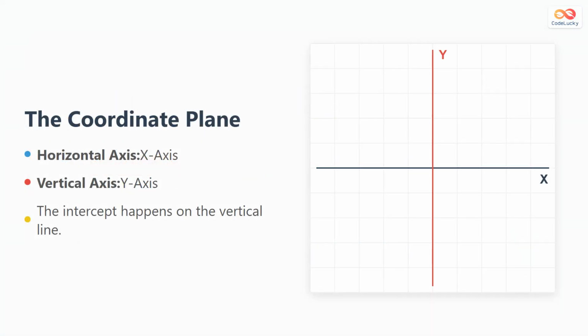Let's look at the coordinate plane. We have a horizontal line called the x-axis and a vertical line called the y-axis. The y-intercept always occurs somewhere along this vertical red line. It's the point where our graph meets this vertical boundary.